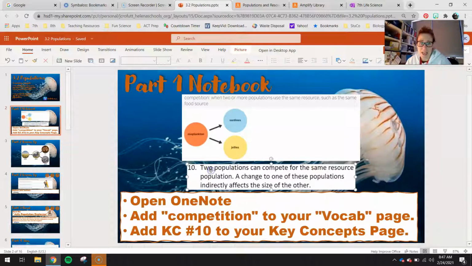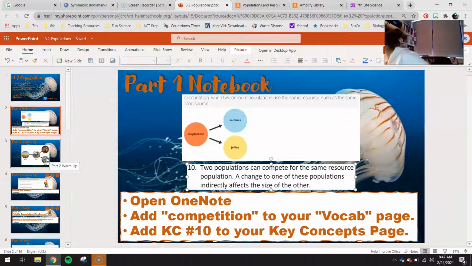Okay, and then finally you need to add key concept number 10. Two populations can compete for the same resource population. A change to one of these populations indirectly affects the size of the other. So that's what we're really going to be focusing on today. So add these to your OneNote. This one goes on your vocab. This one goes on your key concepts. And once you are done with that, we can go ahead and move on to our warm-up.